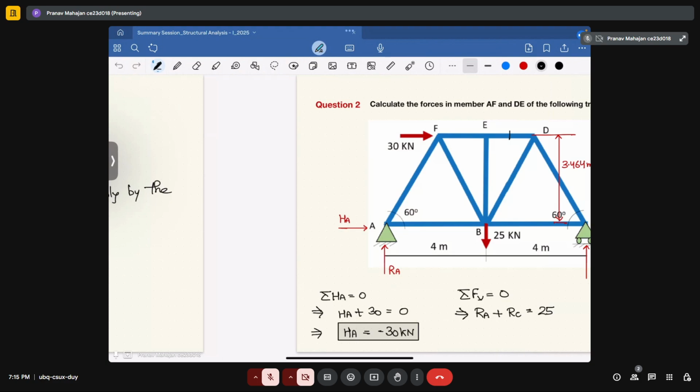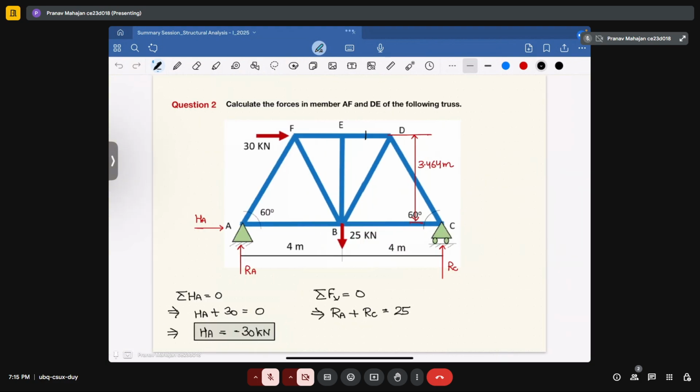So in this problem, you are given a truss and you are solving it by using the method of joints. Okay. So in this, you are told to calculate the force in the members AF and DE. Okay, so what will you do? First step, calculate unknowns. So unknowns are your reactions. You already have seen that this is a simply supported truss. In a simply supported truss, your degree of static indeterminacy is equal to 0.